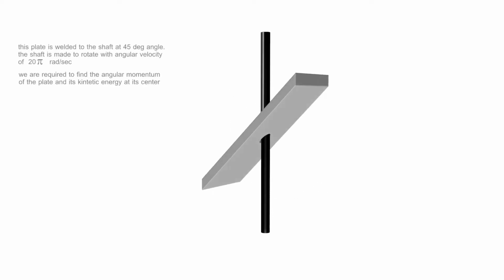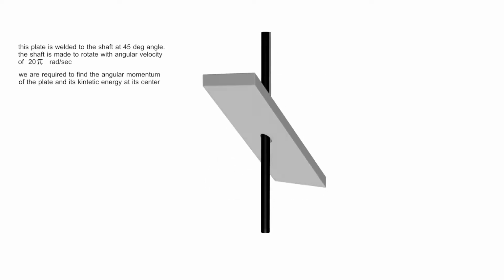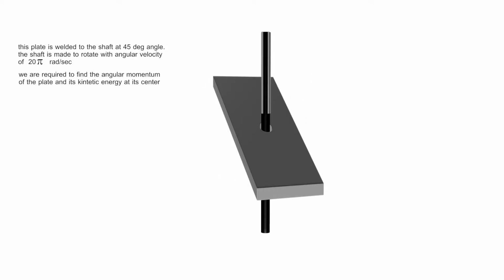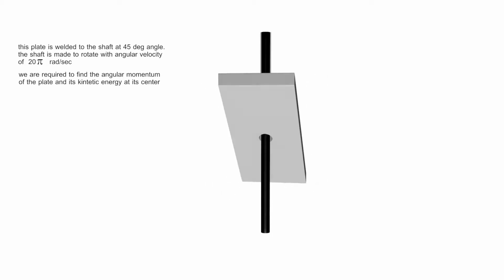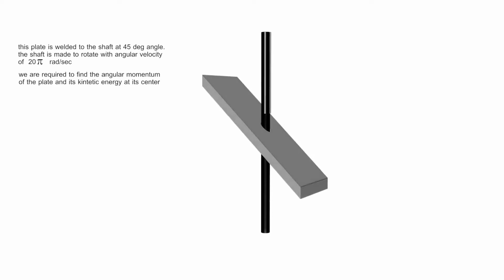In this example, we are going to calculate the angular momentum and kinetic energy of this plate. You may notice that the plate is welded to a rotating shaft at a 45 degree angle, and the shaft rotates at an angular speed of 20 pi radians per second.